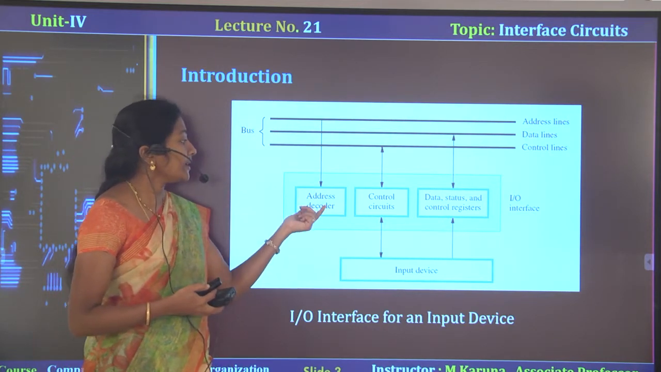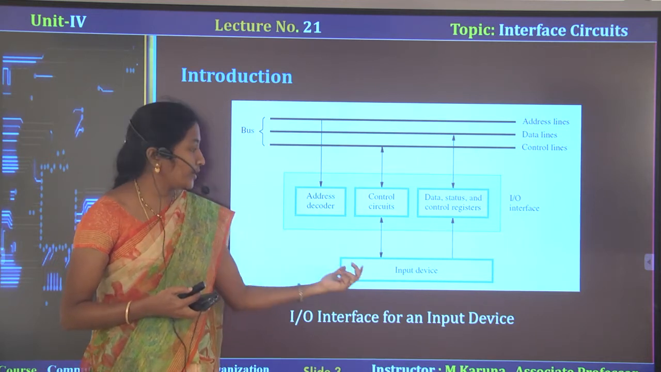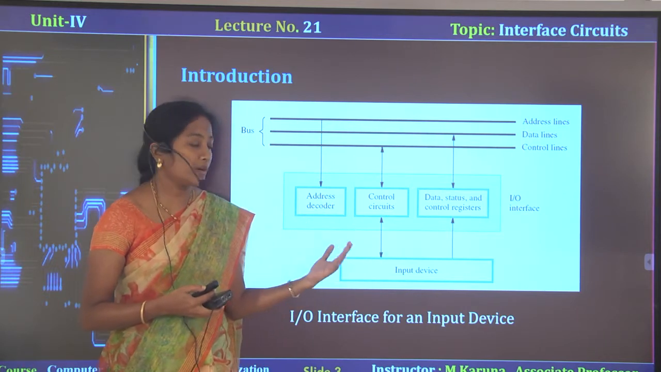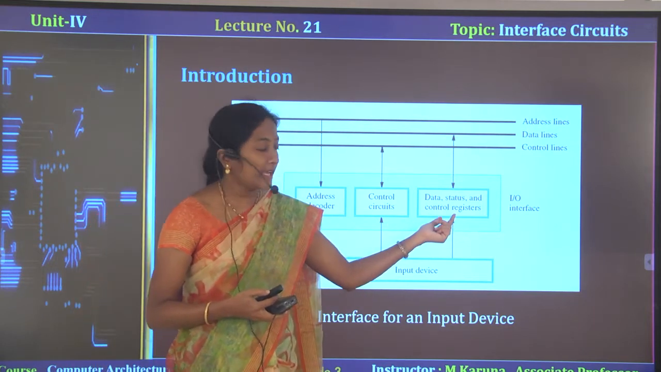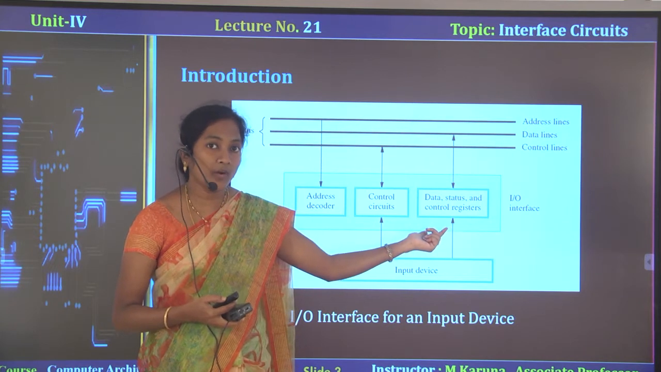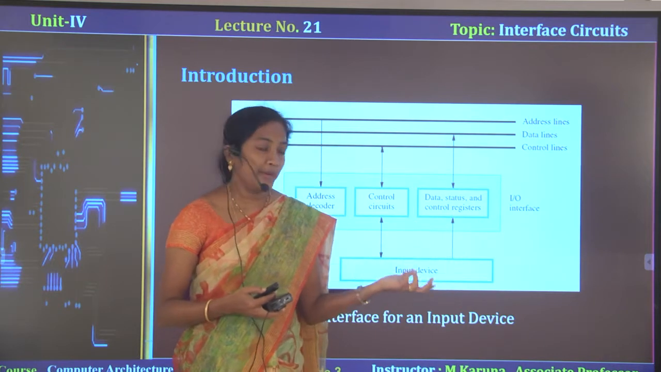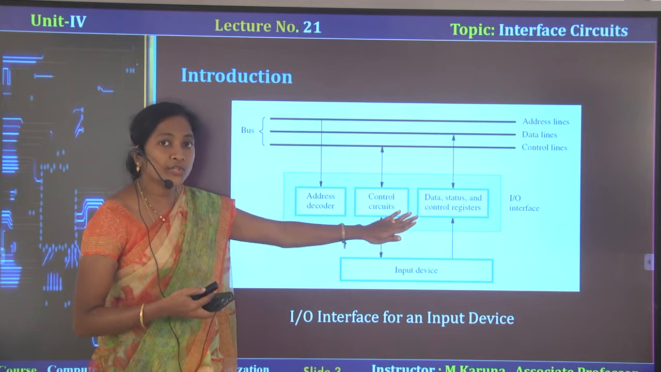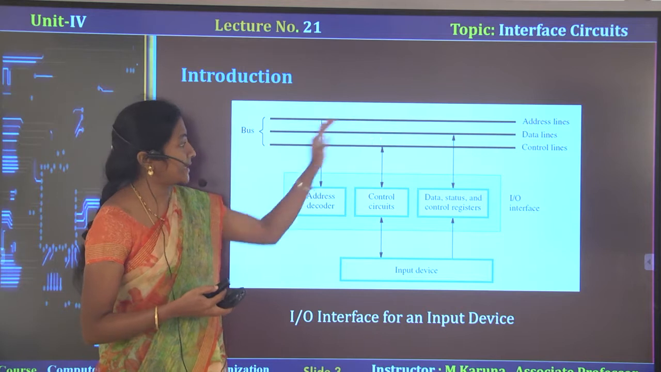Next, here the address decoder is used to recognize the addressed device, and the control circuits are used to issue the required control signals to perform the data transfer operation. And here the data registers: you know what the data registers are? Data in register and data out register. Status register contains the relevant status bits. Likewise, this kind of interface circuit is used to coordinate the data transfer operation between input device and bus.